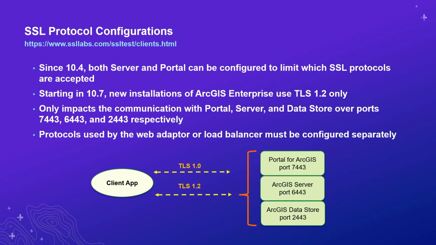Note that this only impacts the communication with Portal, Server, and the data store over ports 7443, 6443, and 2443 respectively. Protocols used by the web adapter or load balancer must be configured separately, as ArcGIS Enterprise has no way to update the settings in these third-party configurations.